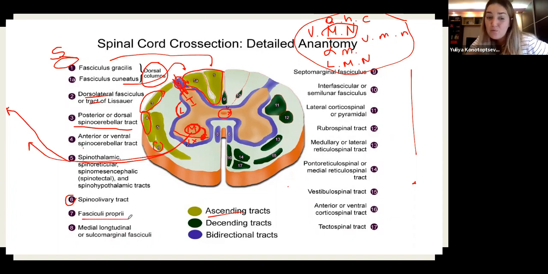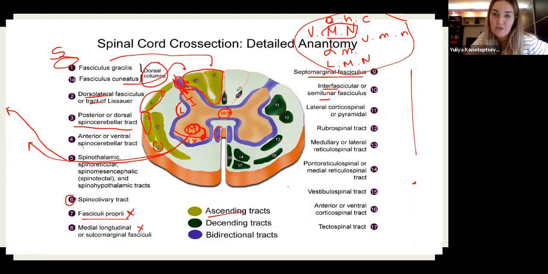Fasciculus proprius, we don't talk about it. We know that this is where it is, but actually we don't talk about it, so you can skip it. This eighth as well, we don't talk about it either. Septomarginal fasciculus is important, so it is a descending tract, so it is a motor tract. We'll talk about it later. Semilunar or interfascicular is going to be mentioned once.